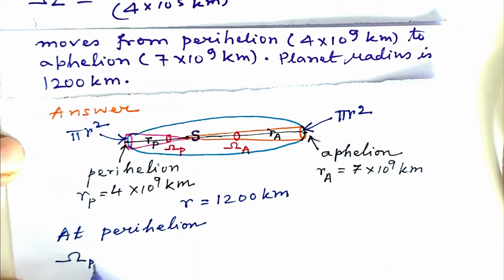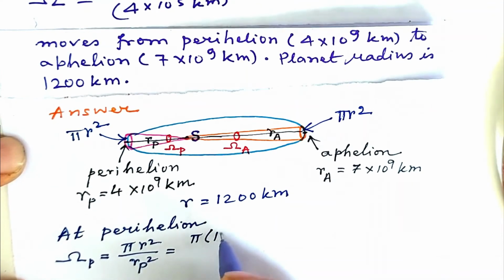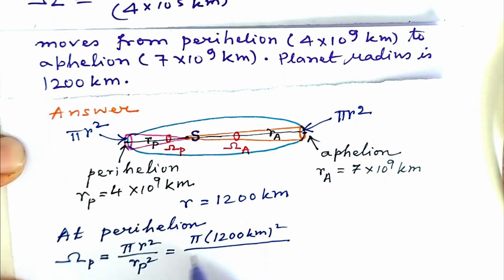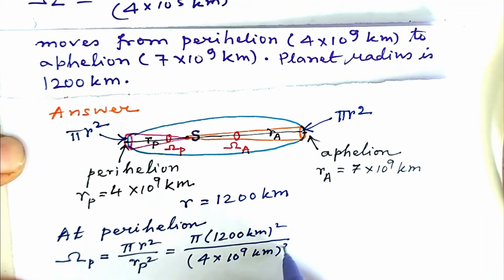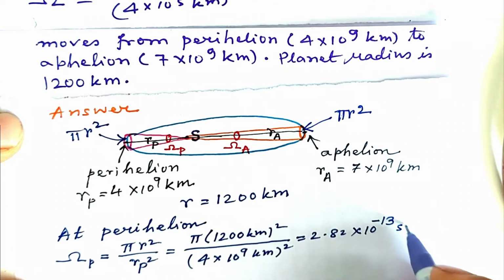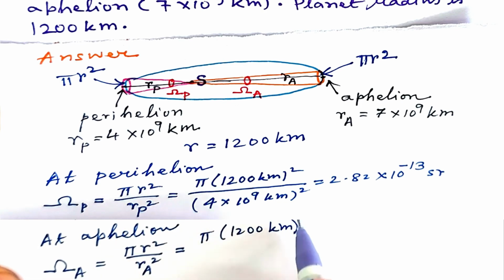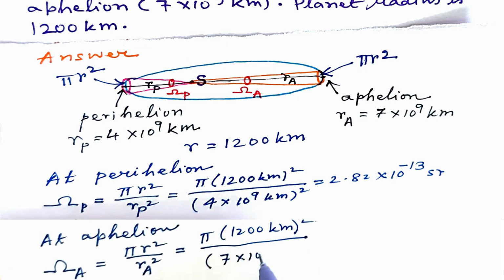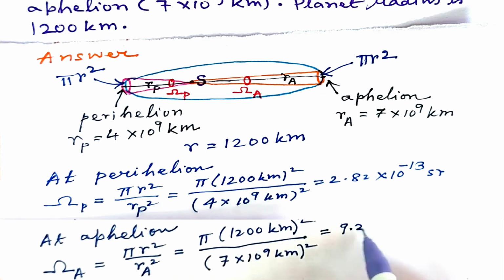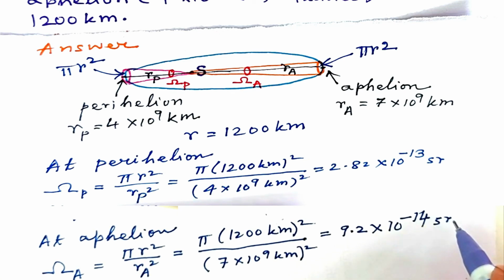At perihelion, omega p is disk area pi r square by rp square, equal to pi into 1200 kilometer square divided by 4 into 10 to the power 9 kilometer square. This on evaluation is 2.8 into 10 to the power minus 13 steradian, the solid angle at perihelion. At aphelion, omega A is disk area pi r square by ra square, equal to pi into 1200 kilometer square divided by 7 into 10 to the power 9 kilometer square. This on evaluation is 9.2 into 10 to the power minus 14 steradian, the solid angle at aphelion.